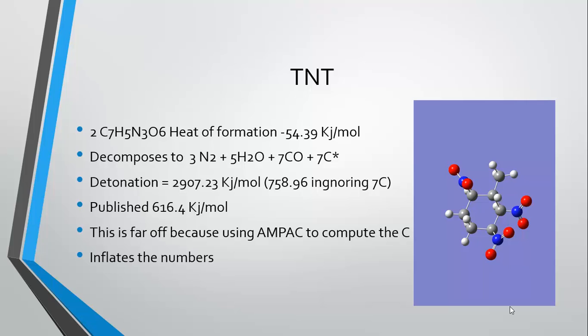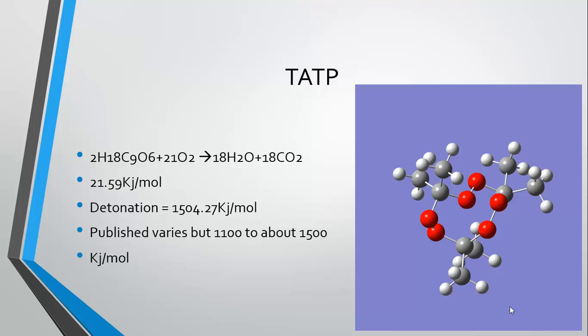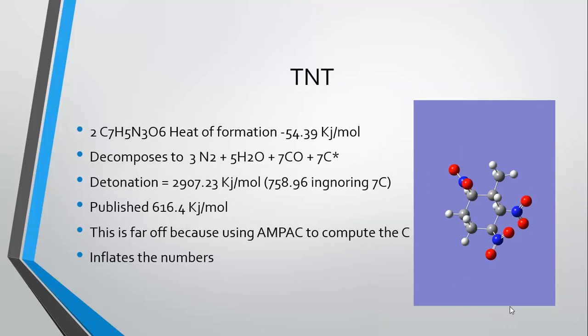But if you ignore it, you get 758.96, which is not really far off the 616.4. It's at least on the same scale. So I would also consider that a fair victory. It is impressive that you can see how much of a difference there is between the TNT here and the TATP there, and how AMPAC was at least able to scale with that, if not giving exactly the same answers as what is published.